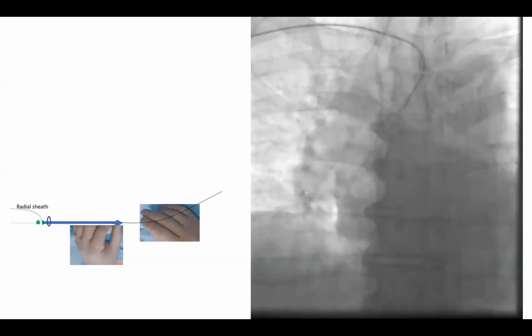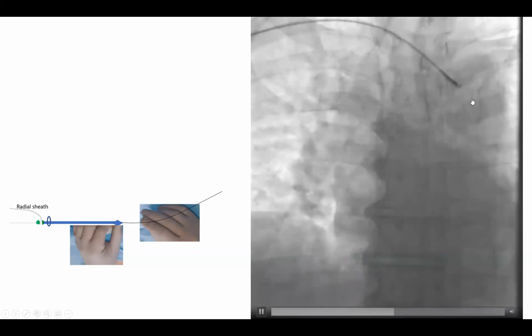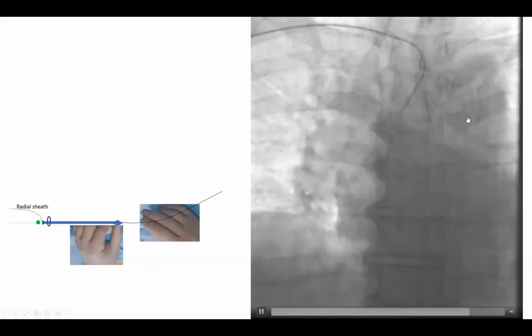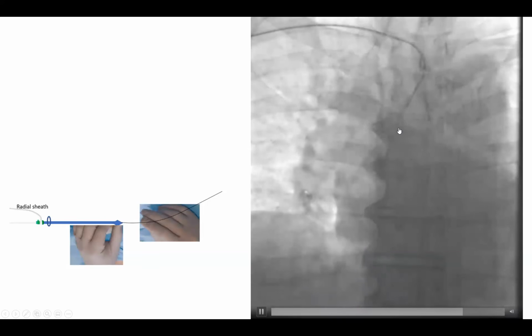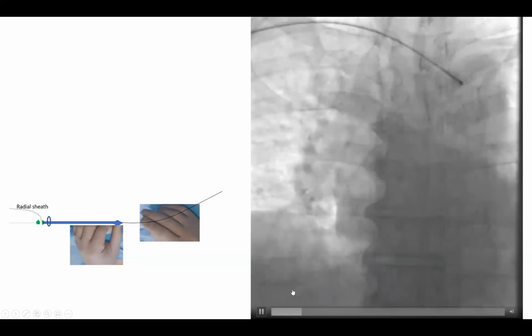So that's a very important idea. Another caveat: sometimes you're deep and you think you jumped into the ascending aorta, and you start advancing the wire while you're still too deep. So wait to see that jump. You know you're ascending, then you advance your wire.